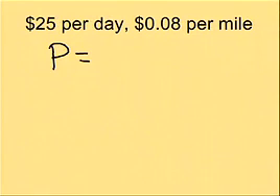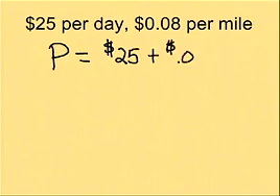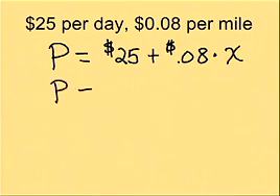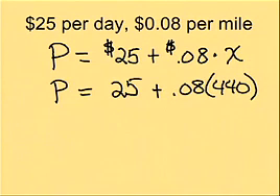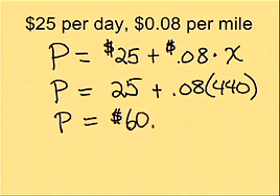And I know that she starts off with $25 per day, plus she earns 8 cents times, and I'll just use X to represent miles. Well, in Sally's case, we don't know how much she's going to get paid, but we know it's 25 plus 0.08 times 440 miles. And when we work that all out, we'll find out that she was going to get paid $60.20.